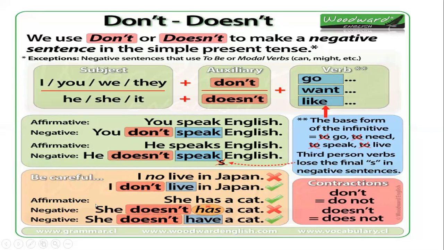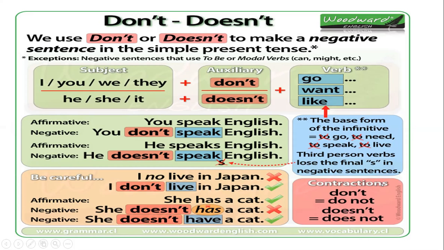In the case of the affirmatives, we say, she has a cat. In the negatives, she doesn't. In this case, has is incorrect. The correct is, she doesn't have a cat, because we are using here the auxiliary does, right? So when we have a negative using an auxiliary here, the main verb remains the same.